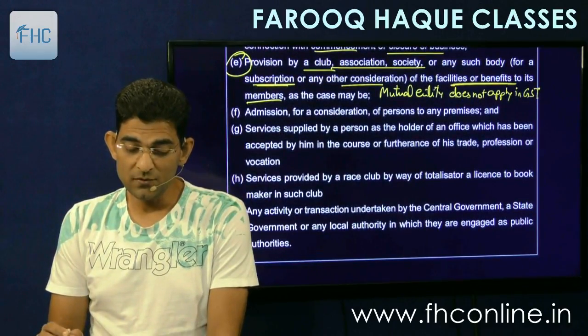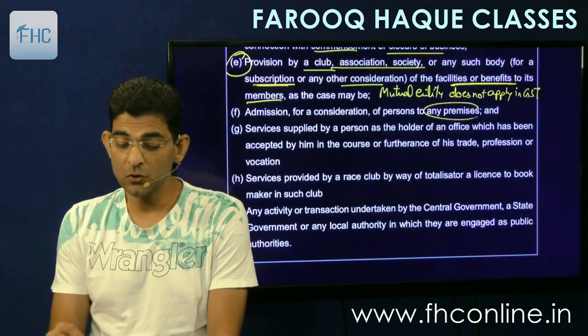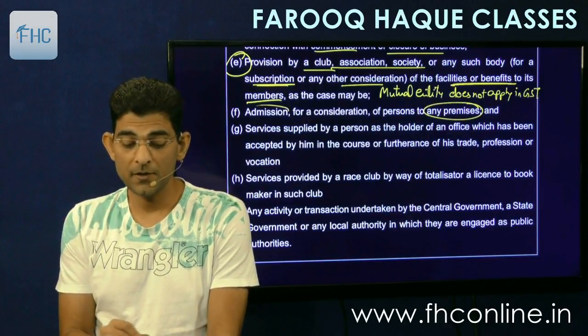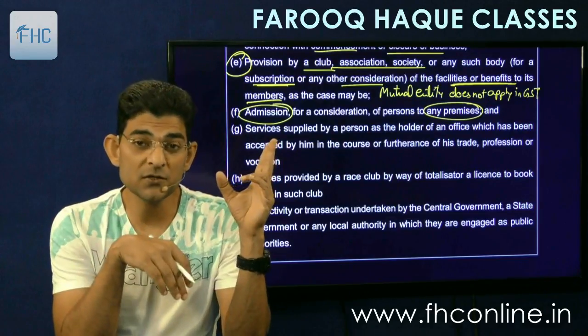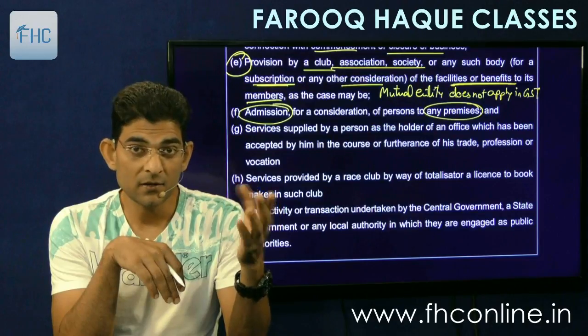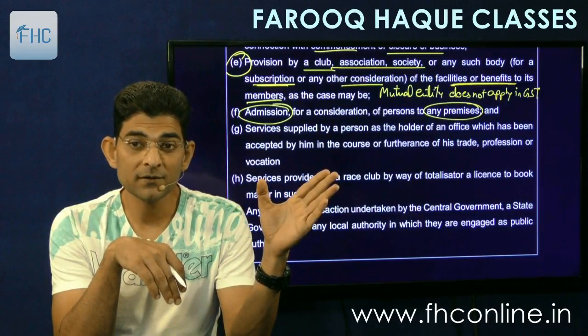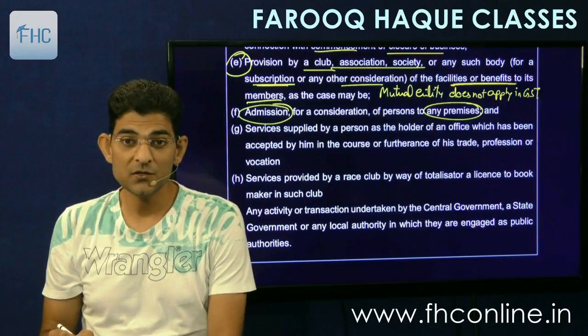Then admission for a consideration of persons to any premises is also business. Admission to a premises for a consideration. So a lot of things come here, like theaters, cinema halls. They sell you a ticket allowing you to enter the hall, right? So all those points come here: cinema halls, theaters, etc.